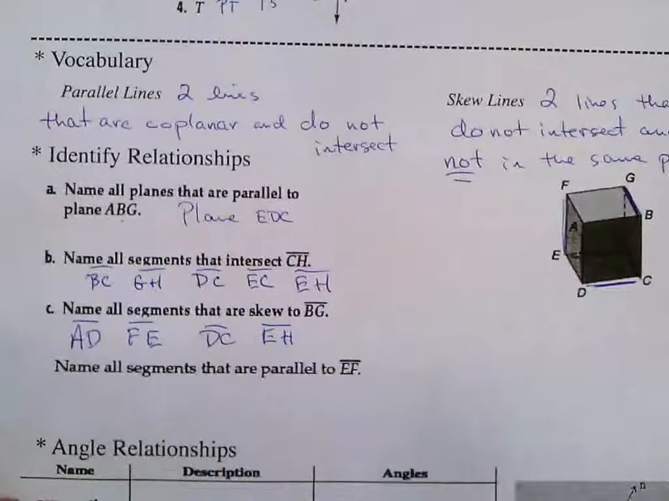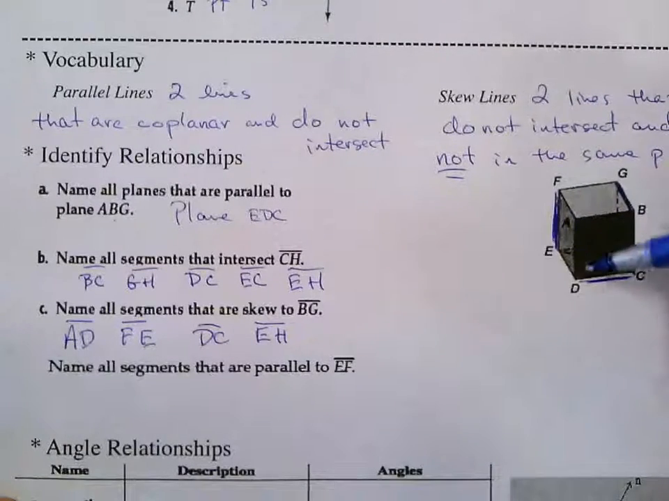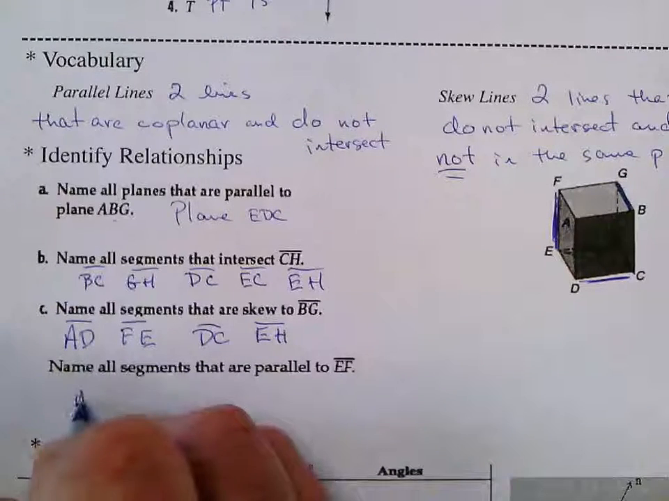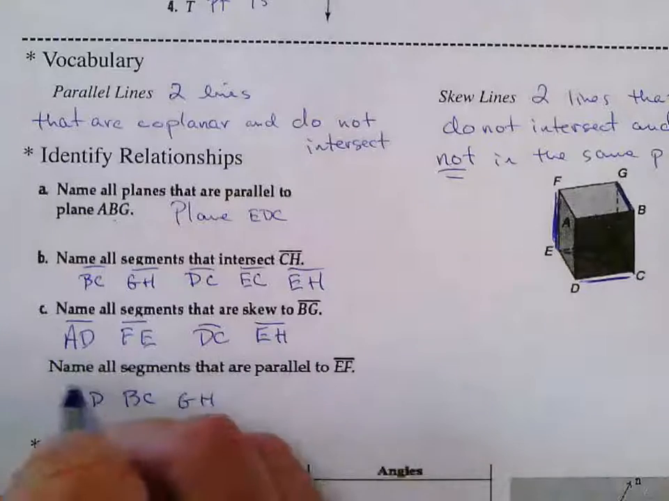Name all segments that are parallel to EF. So here is EF on the side. So it'd be all the ones that rotate around the side also. So it'd be AD, BC, and GH.